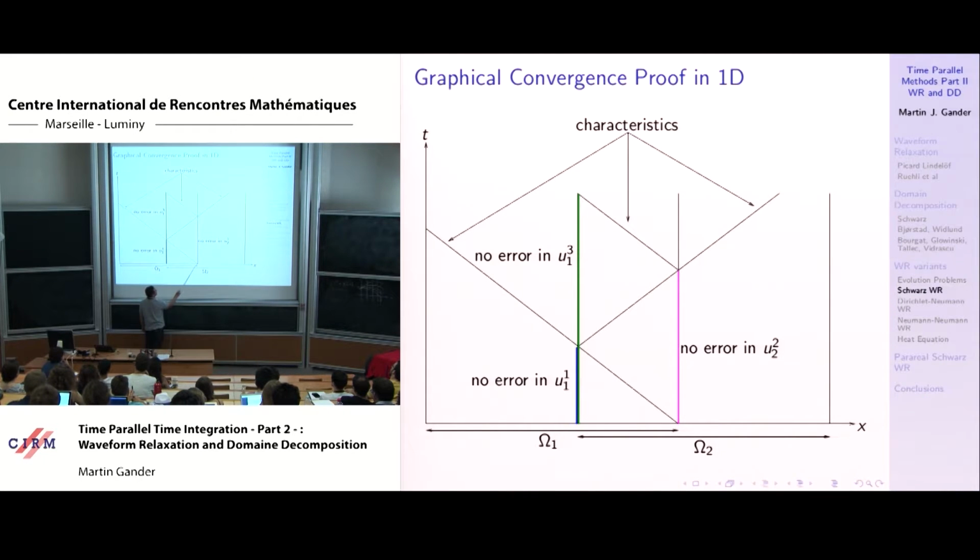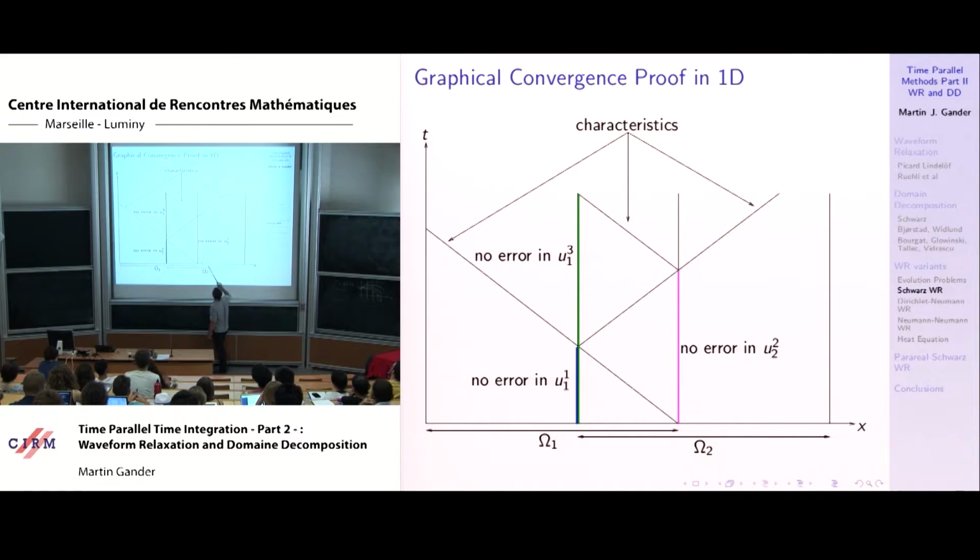Because this error cannot propagate faster than this characteristic line into my domain. So in my first iteration, I have the exact solution here, and here I'm going to have garbage. This is all wrong. But this means when I give data to omega 2, along this line, the solution is going to be correct. Only above here, it's going to be wrong. So the second subdomain is going to have the exact solution under this characteristic. And now you see why it converges in a finite number of steps.